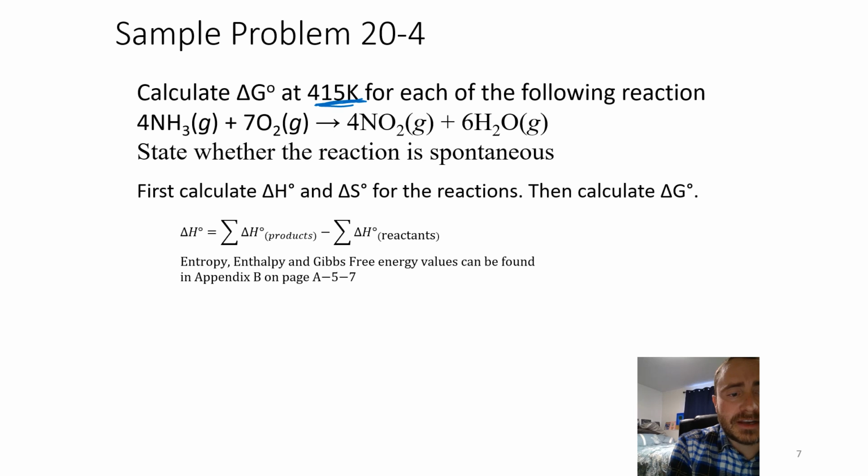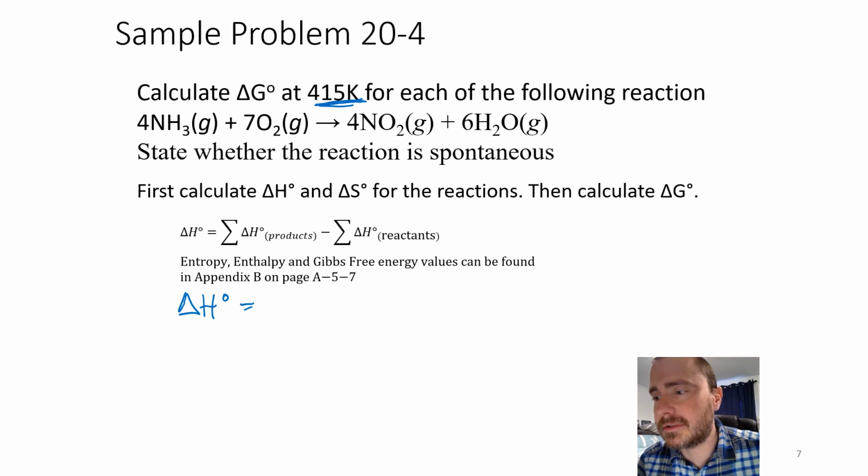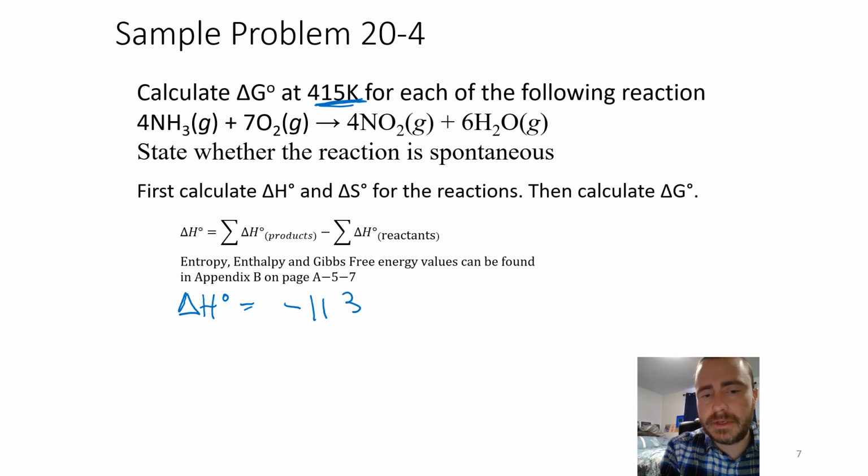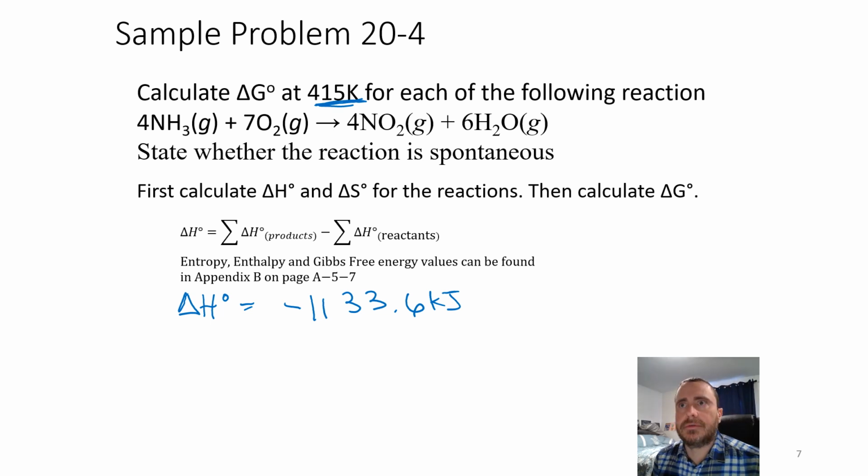But in order to speed this up, I'm going to say that we have our delta H naught for this. Our products minus our reactants is going to be negative 1133.6 kilojoules. Make sure that you remember that there's a negative in there and that the units are kilojoules, once we have this worked out.